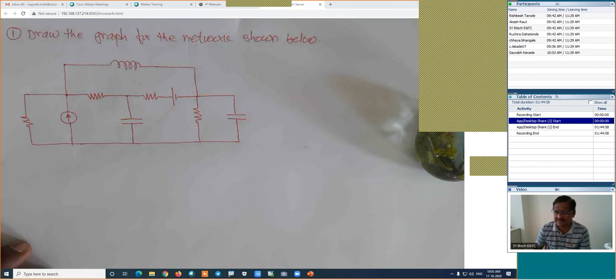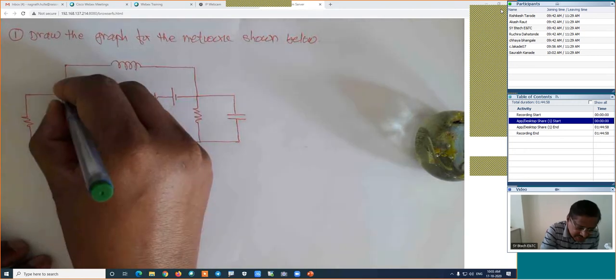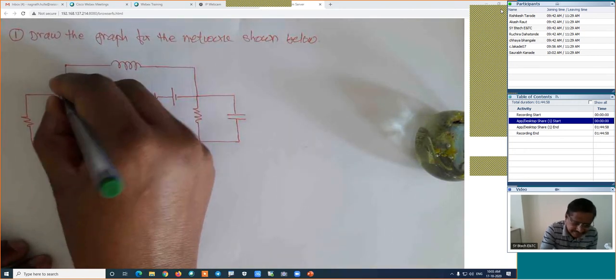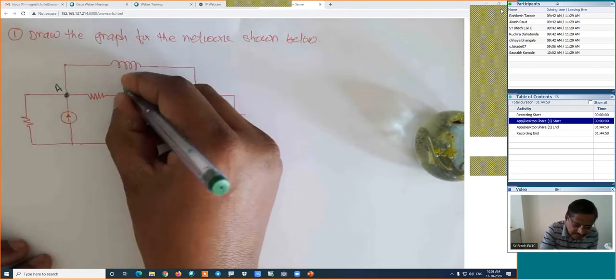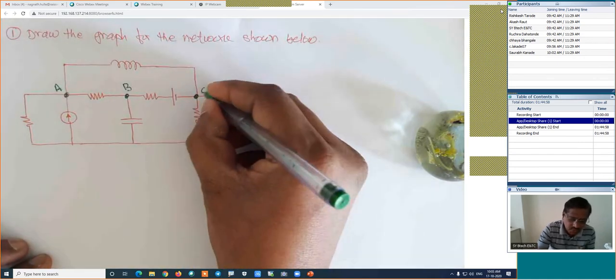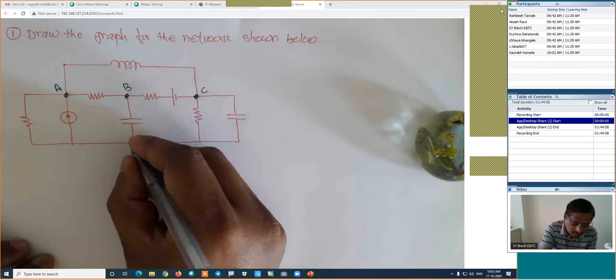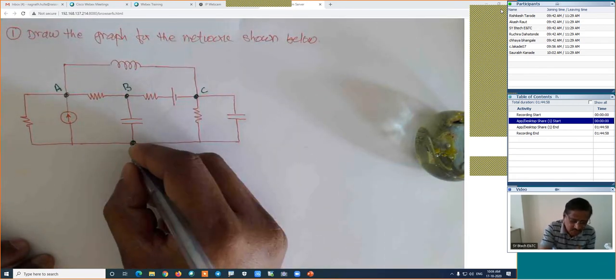Saurabh. Yeah. Now here in this particular case, how many nodes do we have for this particular figure? Now look, I will mark the nodes. This is one node, maybe node A. This is the second node, maybe node B. This is the third node, which may be node C. Is it right? And this may be the common node, which is the ground node. I will call it node D.